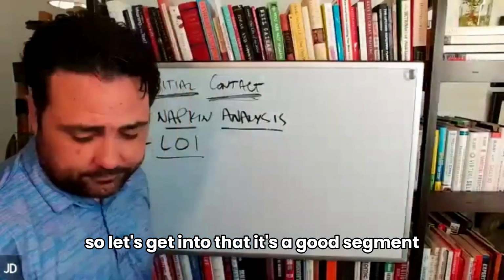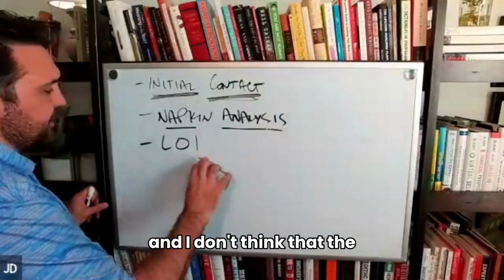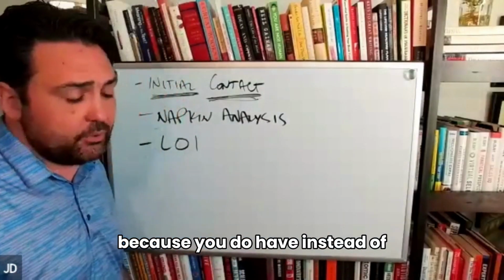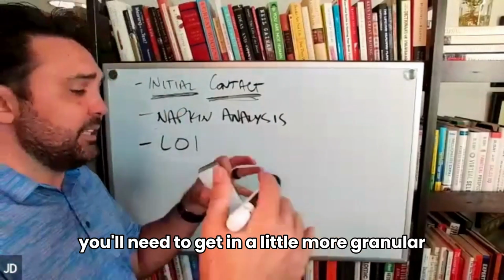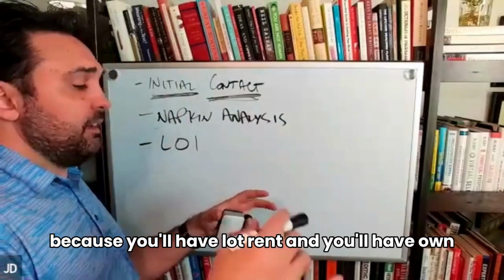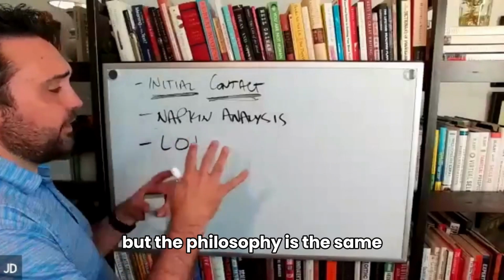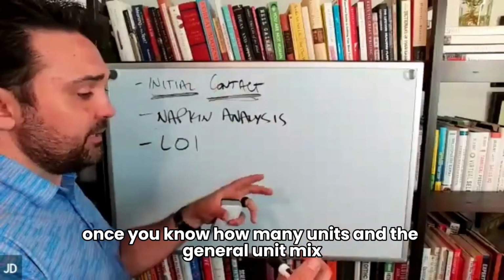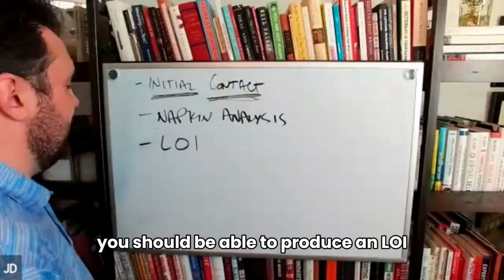That's a good segue. I don't think I've done a lot of mobile park deals, and I don't think it's dramatically different. Now, your napkin analysis might be a little bit different because instead of the unit mix, you'll need to get a little more granular with the unit mix because you'll have lot rent and you'll have owned units, et cetera. But the philosophy is the same. Once you know how many units and the general unit mix, what the market says they should be renting for, you should be able to produce an LOI.